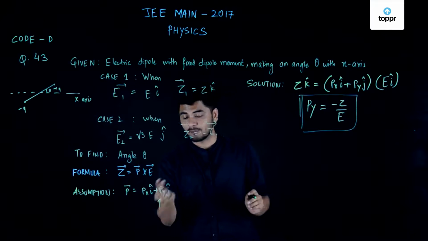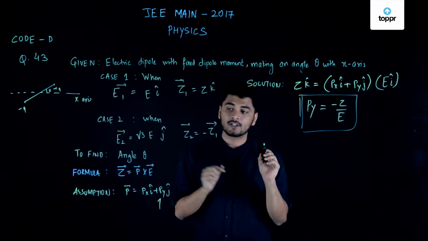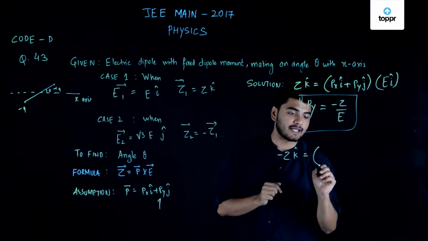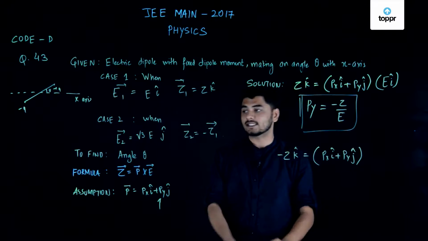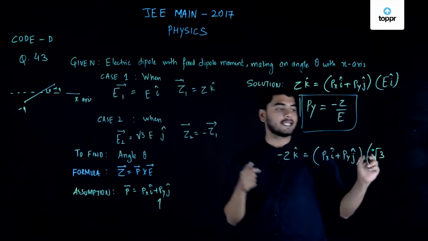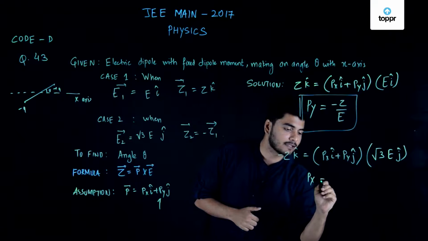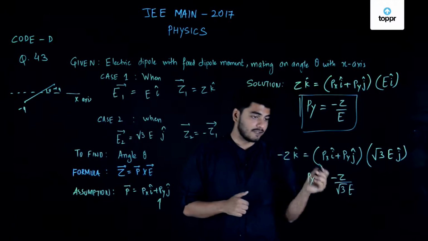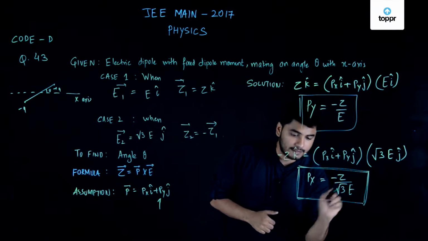In order to find the value of Px, all I need to do is use this again with the second condition, that is when my electric field changes. In that case, I know my torque is the negative of what it was in the first case. My P remains the same because it's constant and is equal to Px i cap plus Py j cap. In this case, you must notice that the electric field has changed and it's now in the y direction instead of the x direction, and is equal to root 3 E j cap, which gives the direction. On solving this, I will get my Px equal to minus tau over root 3 E. The calculation of this I am not showing right here, you can do it once you are solving it again. So these are the two values which I get.